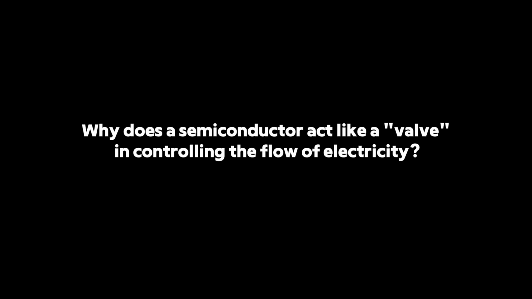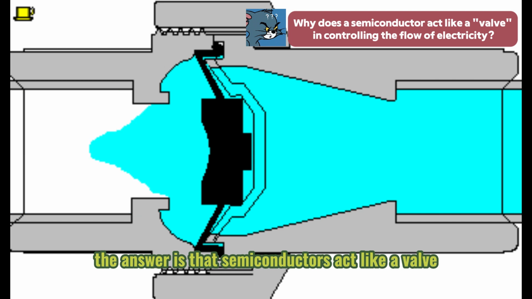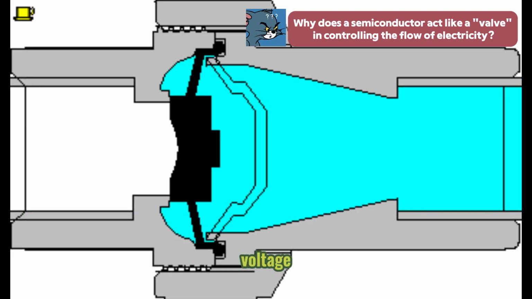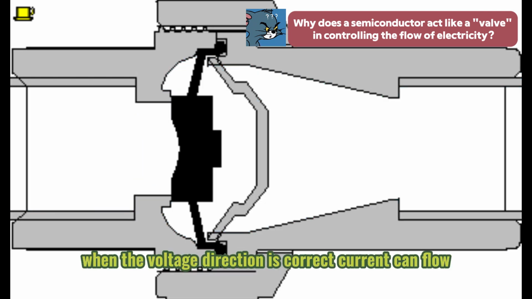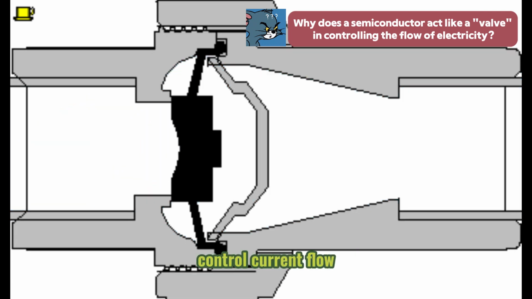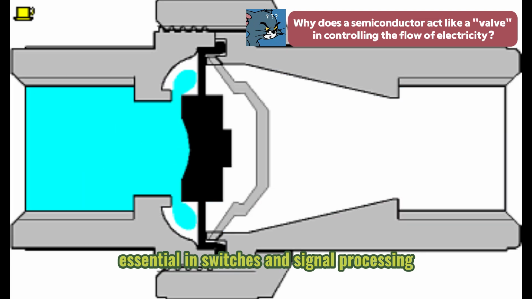Why does a semiconductor act like a valve in controlling the flow of electricity? The answer is that semiconductors act like a valve because they control the flow of electrons in response to external voltage. When the voltage direction is correct, current can flow. When reversed, current is blocked. It's this ability to control current flow that makes semiconductors essential in switches and signal processing.